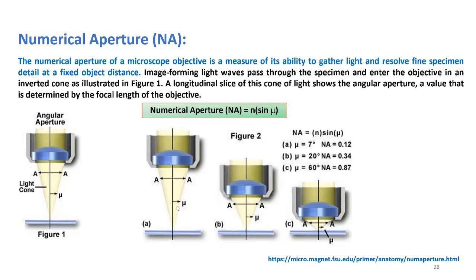But in some cases, suppose we are using a biological sample that we have to keep in a petri dish, then we cannot use a very small working distance. In that case, we have to use these kinds of objectives. So that was about the numerical aperture.